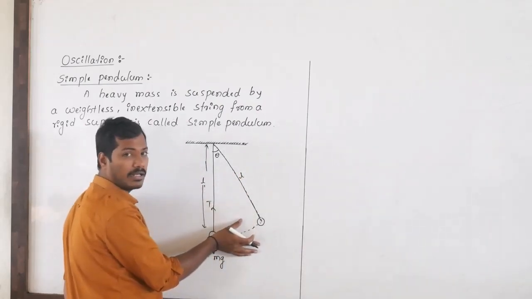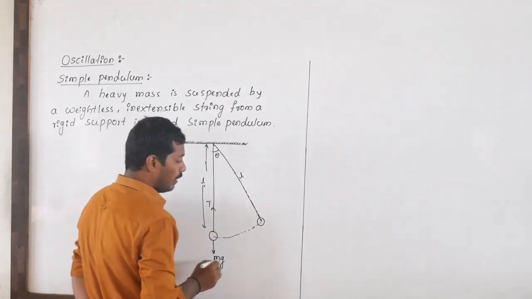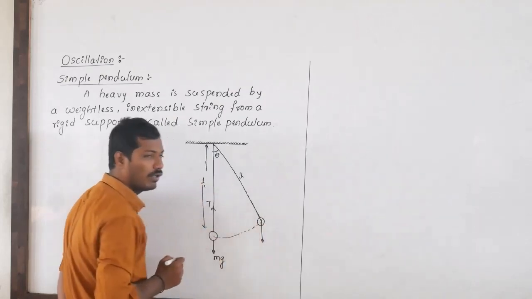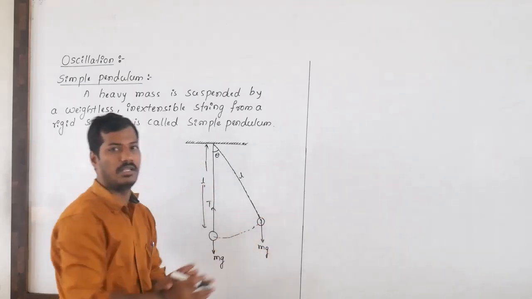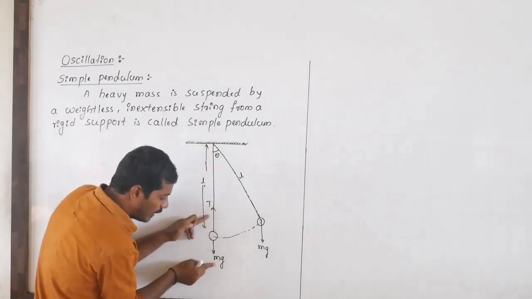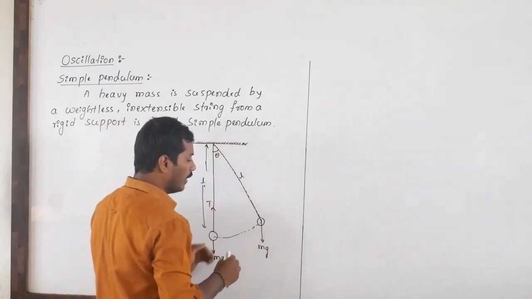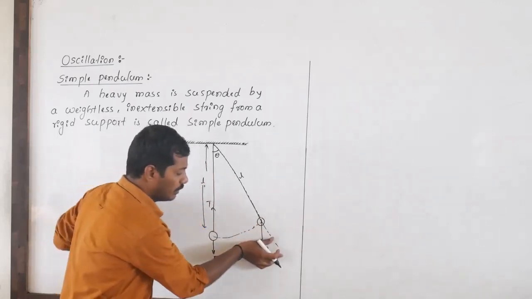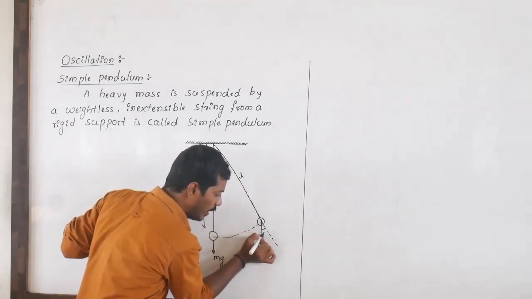From its mean position, it displaces a certain distance, which is the arc length, or the displacement of the body. Here the weight of the body is always directed towards the ground, that is mg. There is a tension along the string in the opposite direction. The length of the string is like this, then opposite to that we get the component of mg, because if this angle is theta, this is also theta. Theta is an angle.